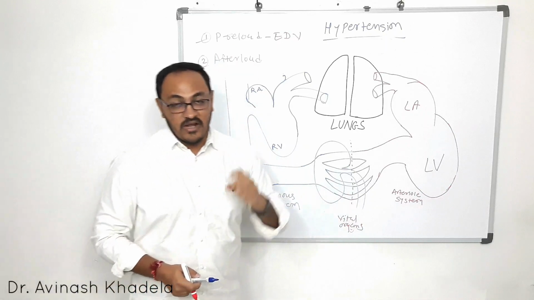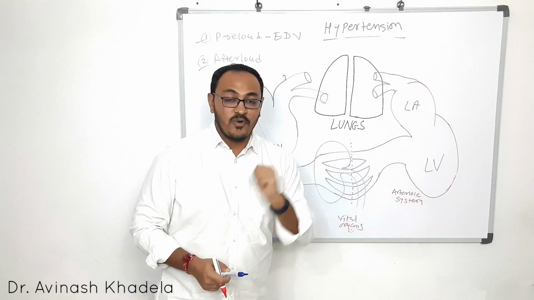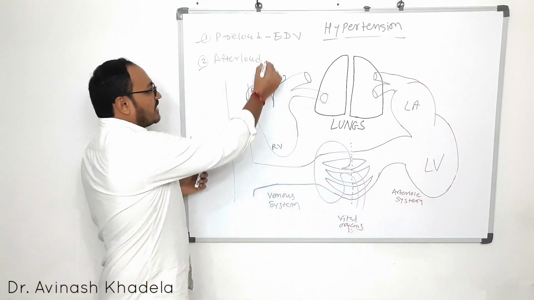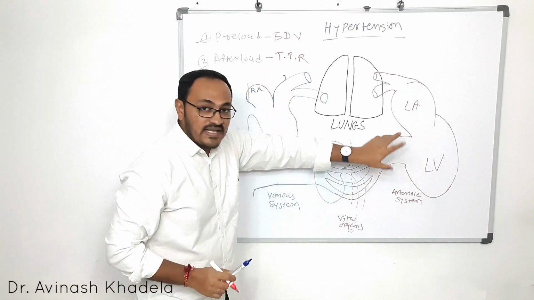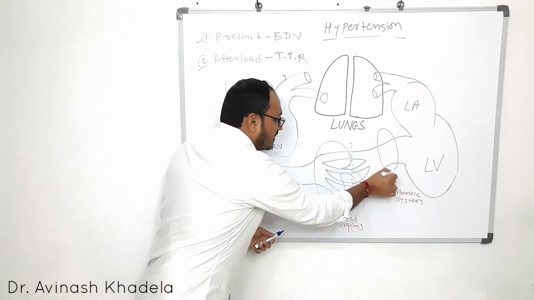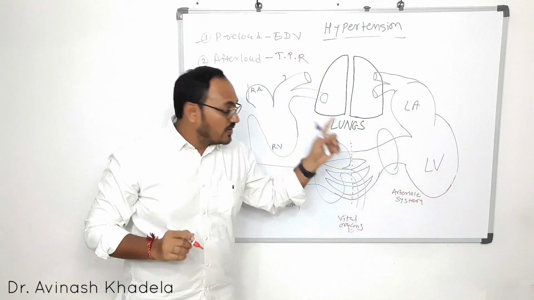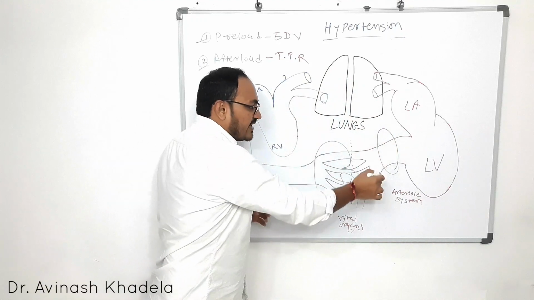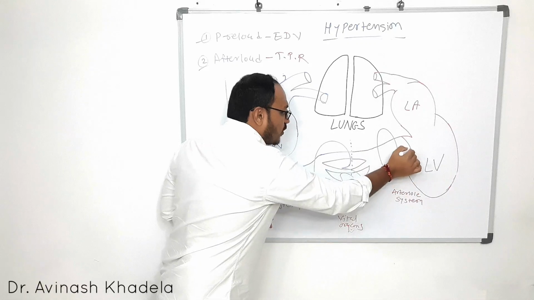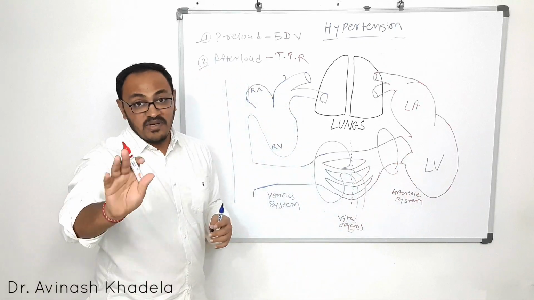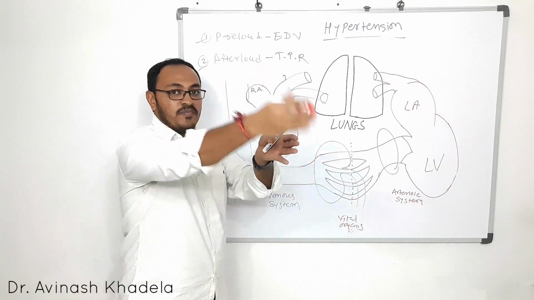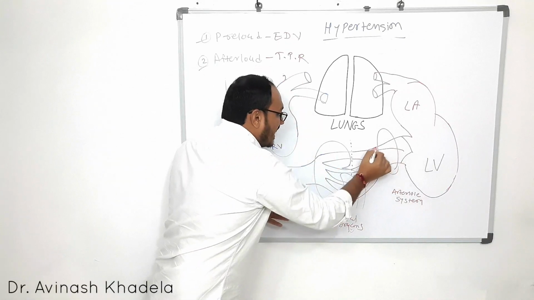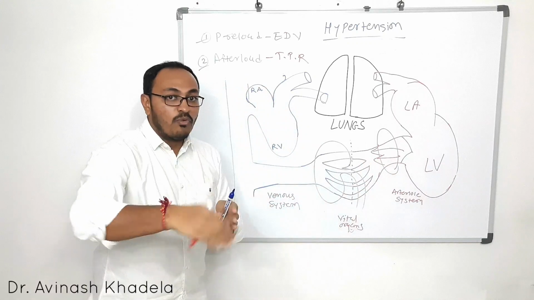Second is afterload. Afterload is very important to understand because it is also known as total peripheral resistance. Now when the blood is in this particular arterial system, as I said, there will be closure of the aortic valve. So after contraction of the ventricle, blood cannot go back from the artery to the heart. So it will only have one direction, that is, move forward.